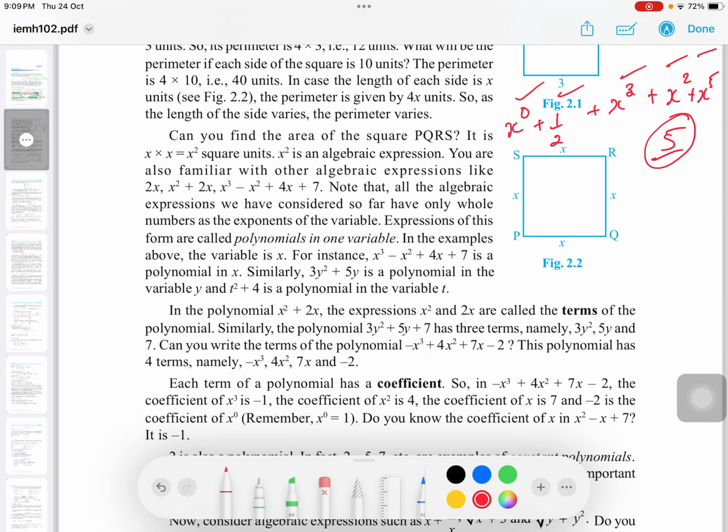Okay, each term of a polynomial has a coefficient. So you obviously know what's a coefficient. 2 is the coefficient here. For x it's 1, so obviously you know what's a coefficient. They're just saying what is meant by coefficient. But you will get another sense of coefficient.